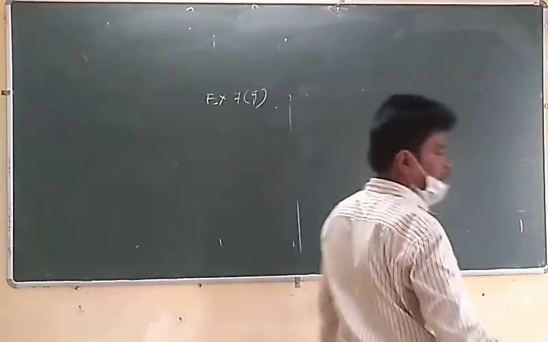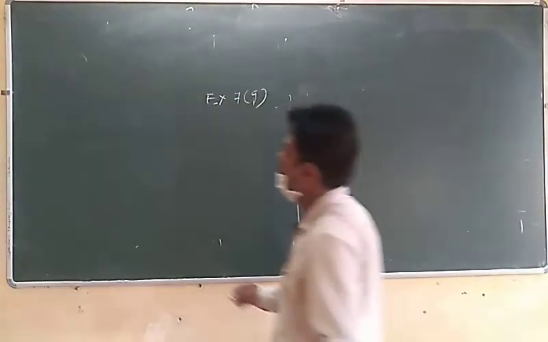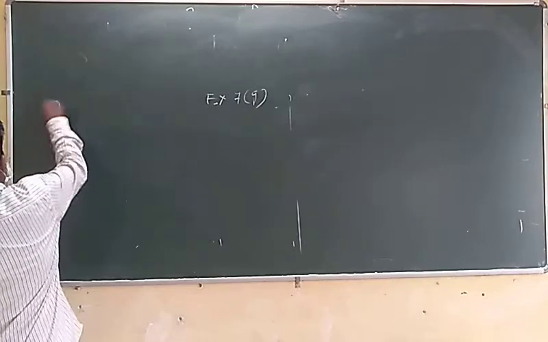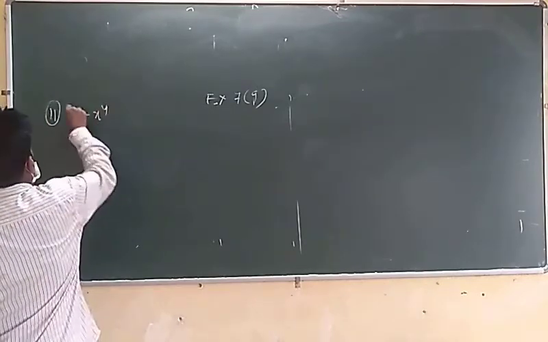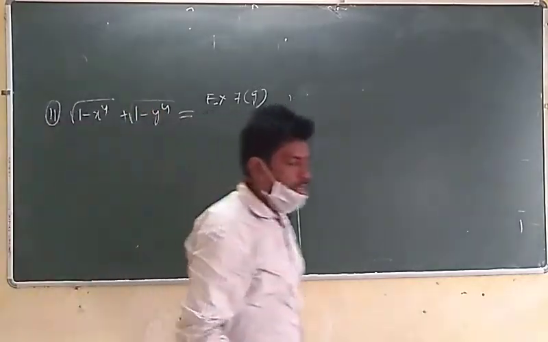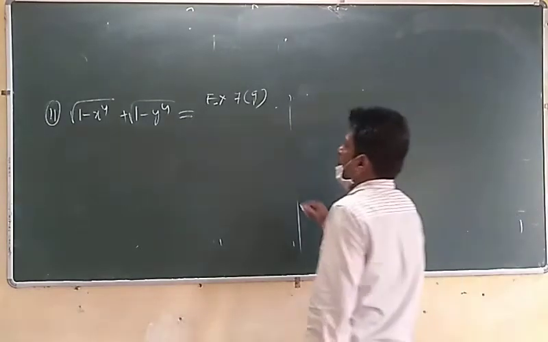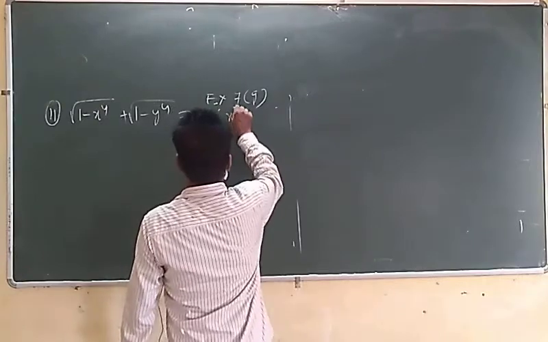I think you already remember these hints. So better not to use theta and phi, use A and B, it is better for you, because theta and phi can be confusing in some cases. Now number 11: root over 1 minus x fourth plus root over 1 minus y fourth is equal to k whole into x square minus y square.